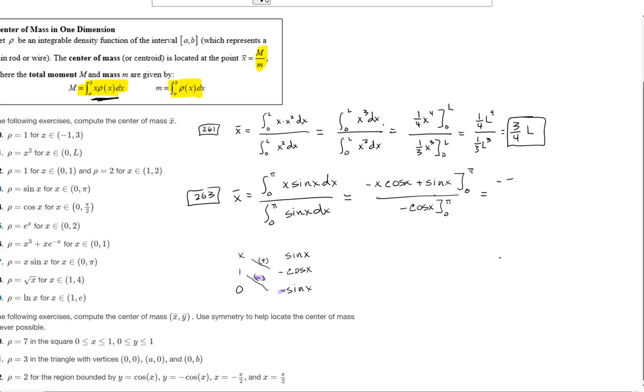So our numerator becomes negative pi cosine pi plus sine pi, which is 0, minus 0 times cosine of 0, which will be 0, and then sine of 0, which is 0. And then in the bottom, I'm going to put the negative on the outside, so we have cosine of pi minus cosine of 0. So cosine of pi is negative 1, so on top we just get a pi. On the bottom, we're going to have the negative of negative 1 minus 1, which is the negative of negative 2, so we get a final result of pi over 2.